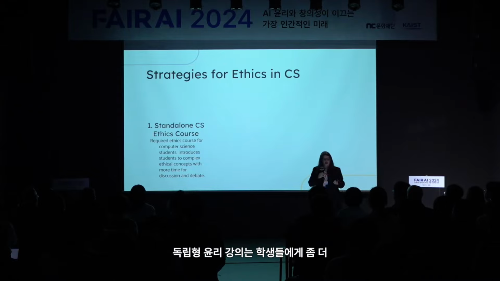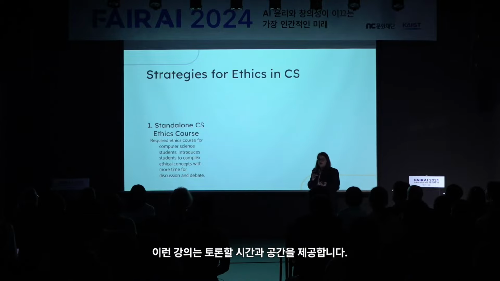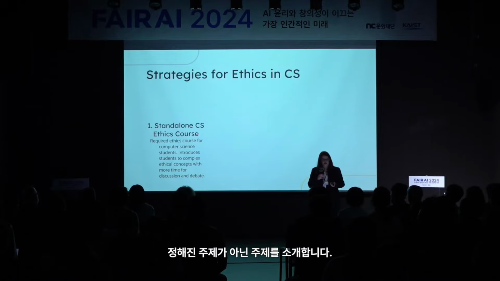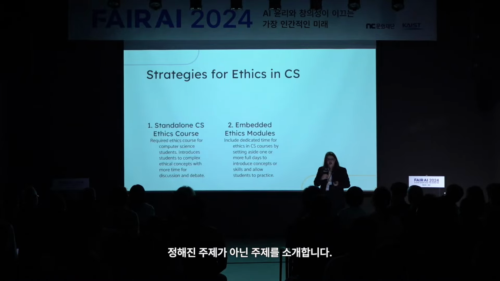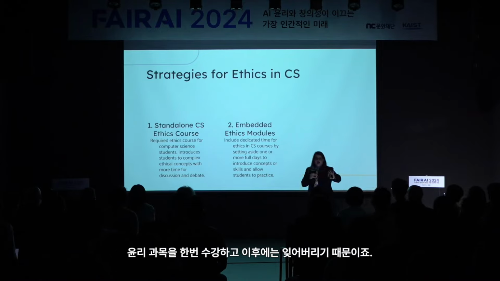A standalone ethics course is wonderful because it introduces students to the more perhaps complex ethical topics. It gives them time and space to debate. It introduces topics that are not settled, where students can disagree with each other and practice the moral language at more length. But a standalone ethics course, if that's all we have, sends the message, ethics is something that we do one time, and then we just forget about it.